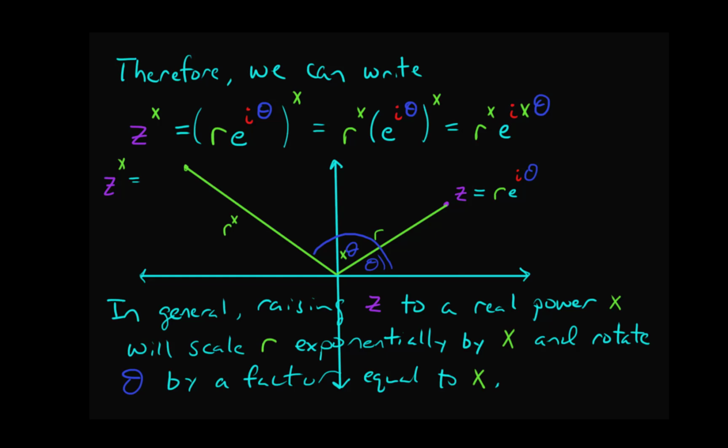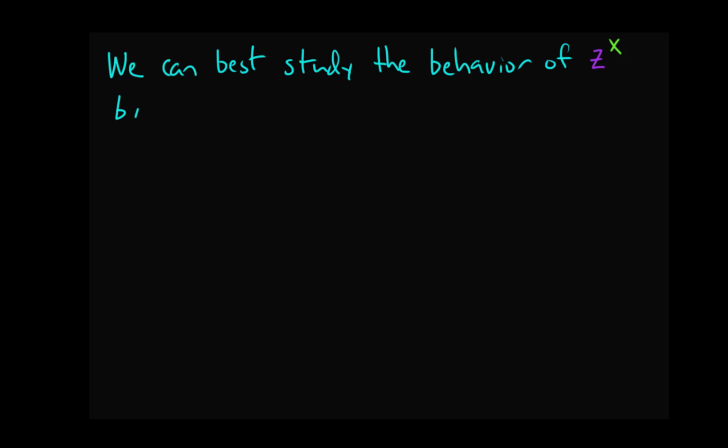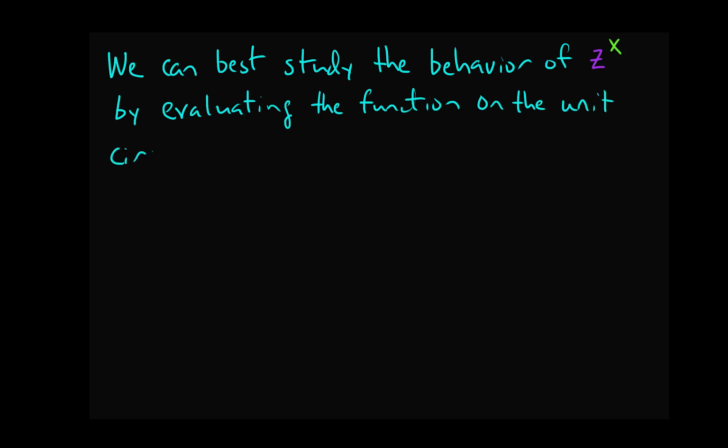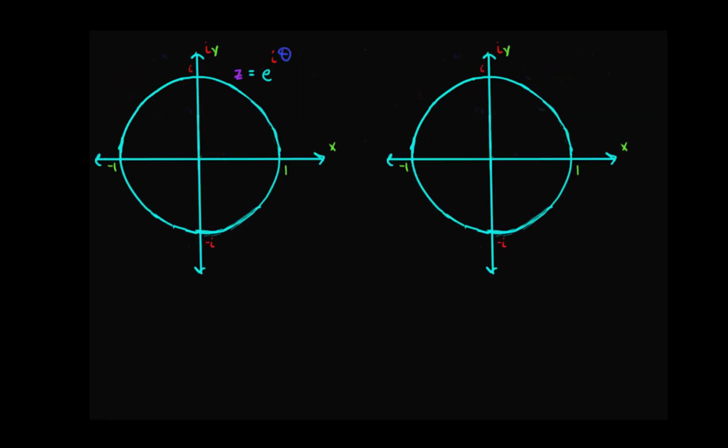So now we want to consider the specific behavior of the function z to the x when we set certain conditions, such as x is an integer or x is a rational number. And it turns out that we can best study the behavior of z to the x by evaluating the behavior of the function on one contour in the complex plane, namely the unit circle.